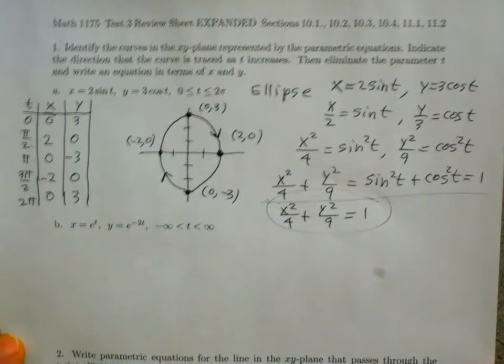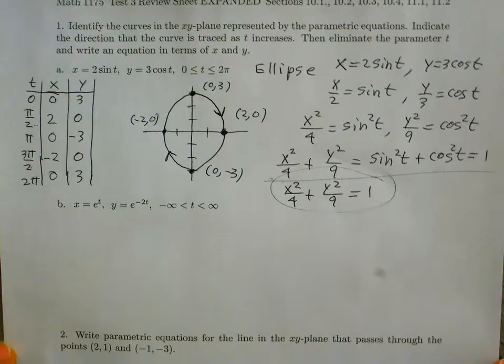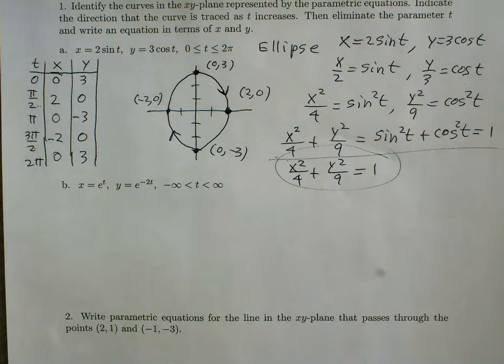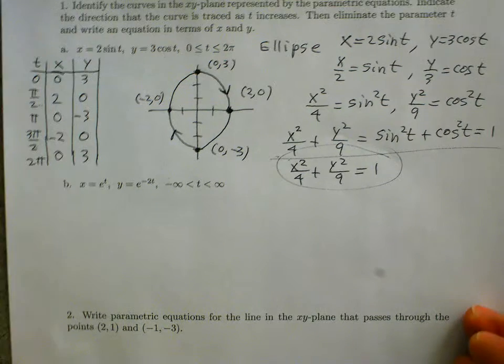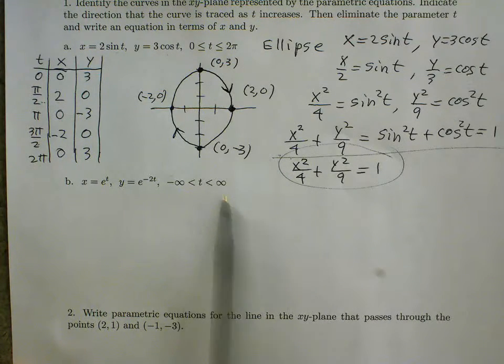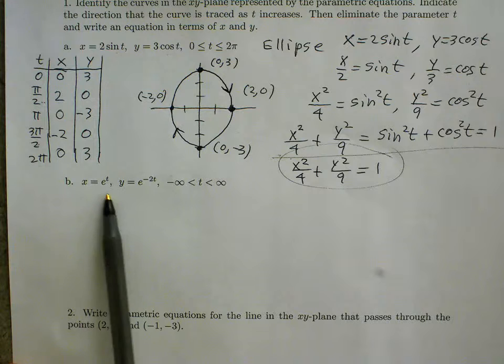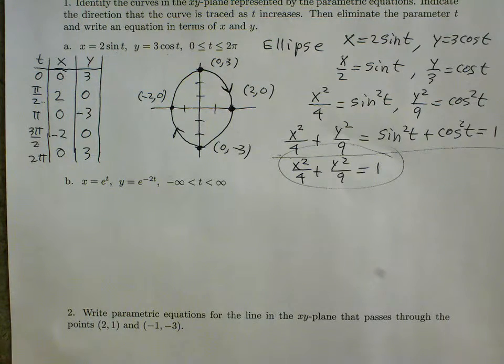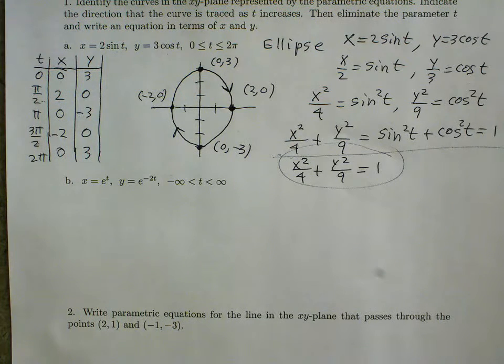Okay, the next one, part B. X equals e to the t and y equals e to the negative 2t. And t ranges from negative infinity to positive infinity. So note that the x coordinates for all values of t are positive. E to the t is always positive. And e to the negative 2t is also always positive. So the x and y coordinates are never 0 and never negative.